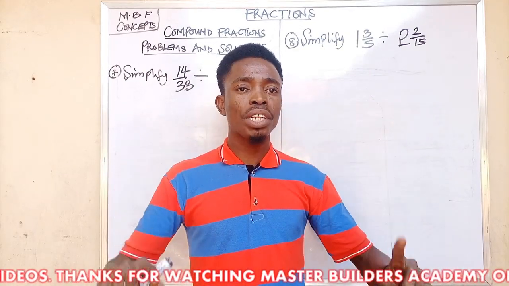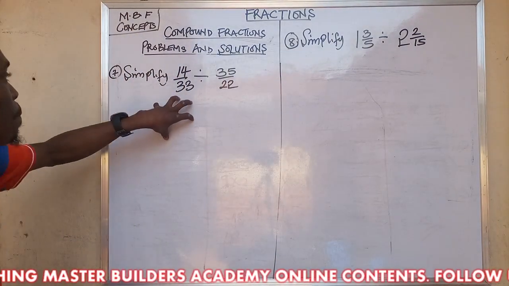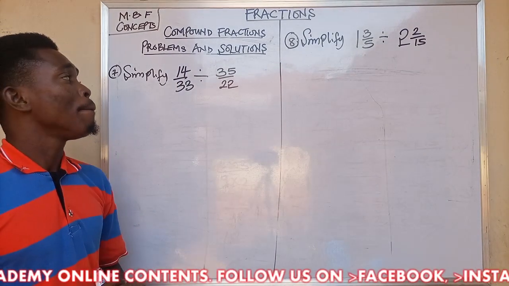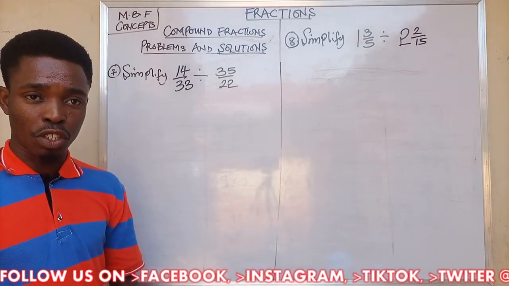Compound fractions with division sign. Now on the board, we have the very question number 7. We are asked to simplify 14 over 33 divided by 35 over 22. Don't forget, this is the sign of division that we are using here.